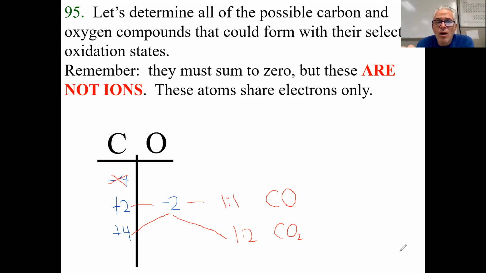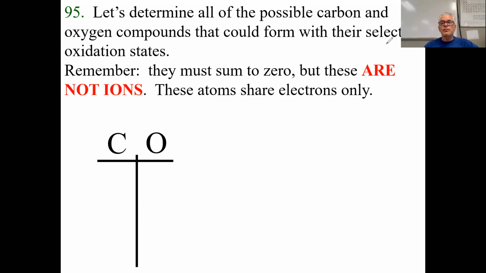CO2 and CO, based on these oxidation states. These aren't ions. These are molecular compounds. No metals, no ions. And we use what's called the selected oxidation states in order to figure out the compounds that are possible. So there we go. We write them down from the periodic table.